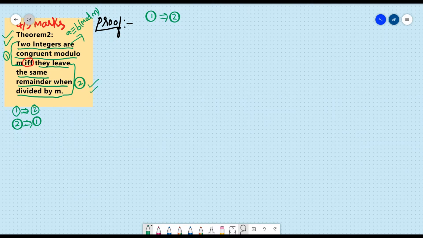So let's get started with the proof. First I am going to consider 1, and at last I should get the second result. What is the first consideration? Two integers are congruent modulo m, as I have written in symbols. At last I should get 2, that they leave the same remainder when divided by m. So this is the first thing I'm going to prove. Afterwards I'll consider 2 and prove 1. Now let's get started with this.